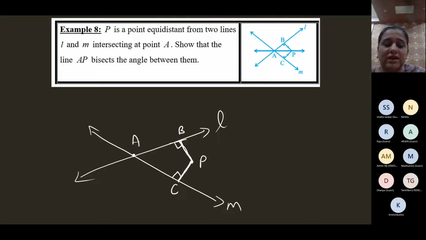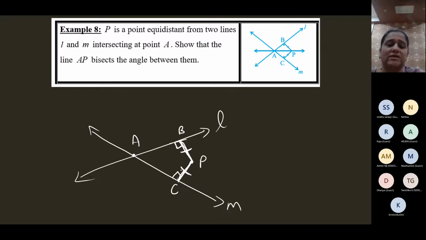So here it's important that PB is perpendicular to L and PC is also perpendicular to M. And now these two distances are also equal because they're equidistant. P is equidistant from L and M. So not only are these two line segments PB and PC perpendicular to L and M respectively, they're also equal. The distances are also equal. PB is equal to PC.